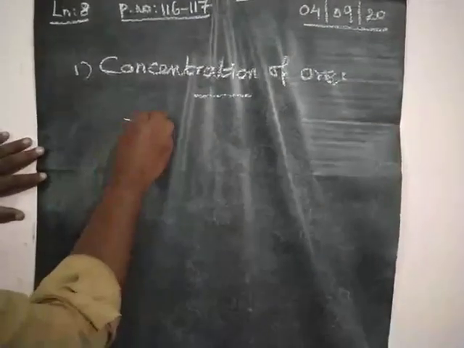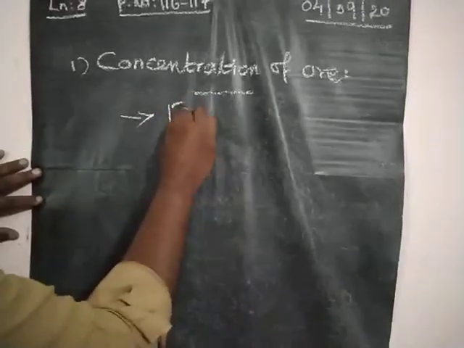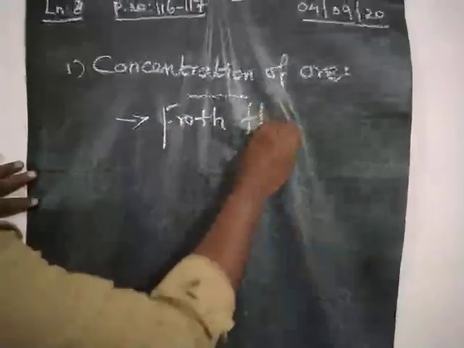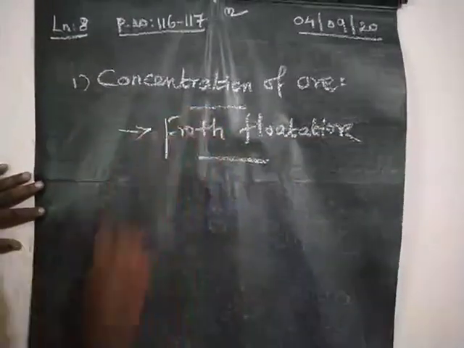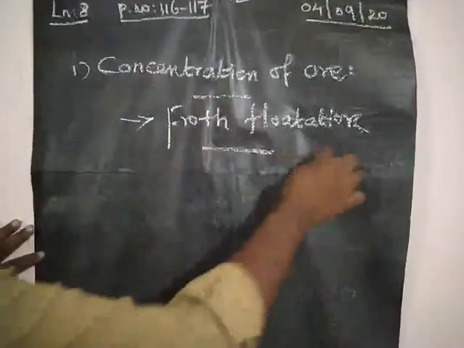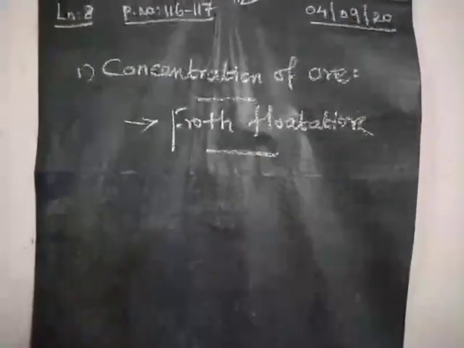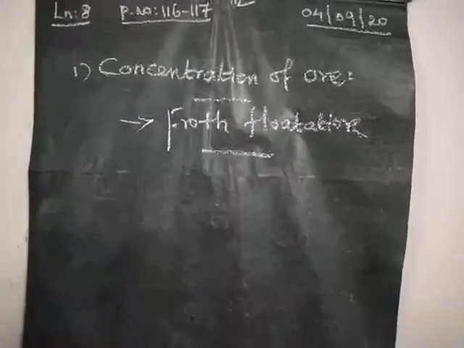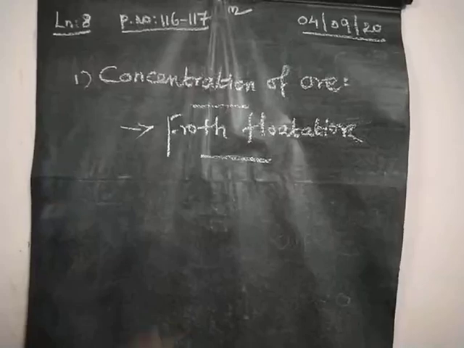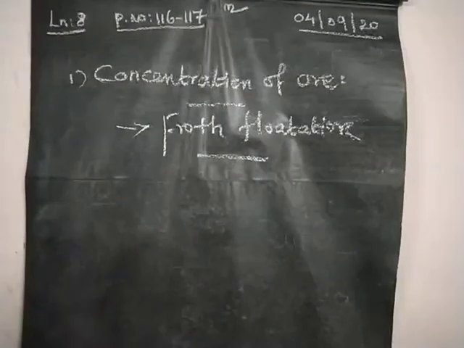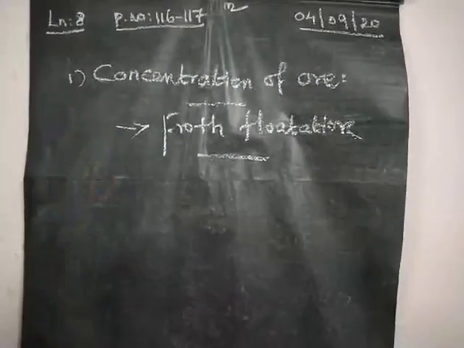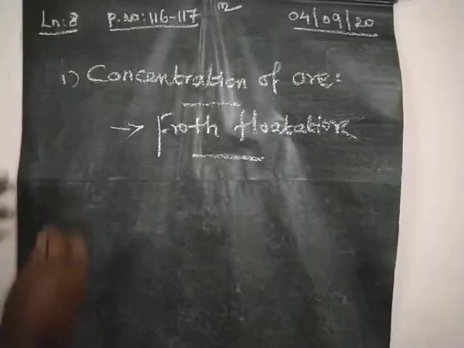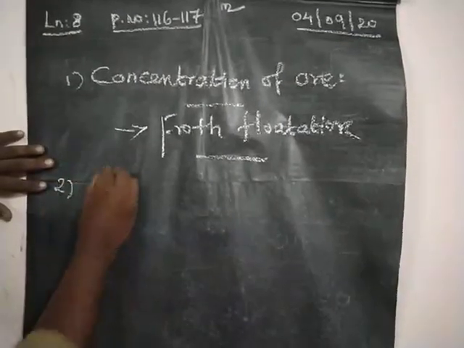In this method, we crush the ore, followed by froth flotation. We have already discussed froth flotation: with the help of oil and water, we agitate the ore. The ore particles come up, and the impurity particles go down. So the first step is concentration of the ore by the froth flotation method.